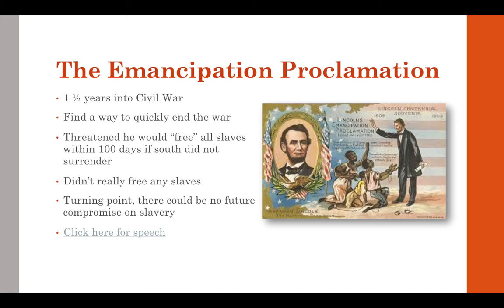Now, in this Emancipation Proclamation, he threatens the South that he would free all the slaves, only in the areas that were still in rebellion, if they did not surrender within 100 days. Now, of course, 100 days came and went. The South did not surrender, and he felt like he needed to follow through on his promise.